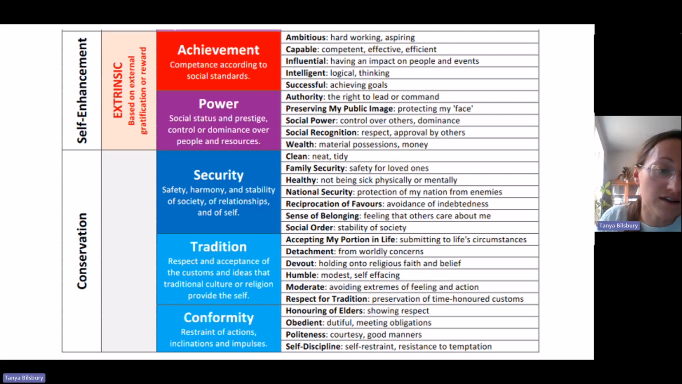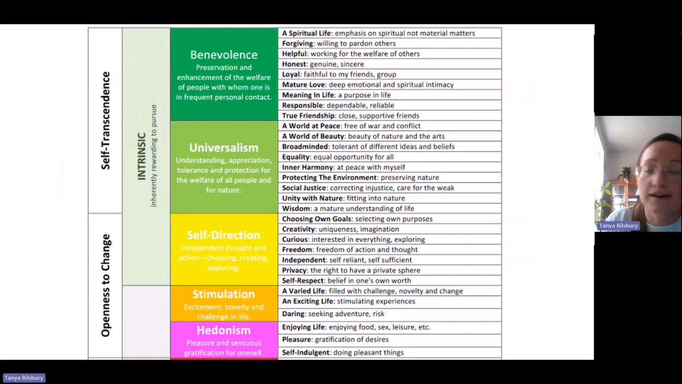So these are the values from Schwartz's values framework. There are, I don't know, about 57 of them, and they're grouped into 10 categories. Some of them are about conservation. Some people want safety and security and conformity. These are almost more like right-wing values. And then some of them are more like left-wing values, like being open to change, doing things differently to try to make the world better.